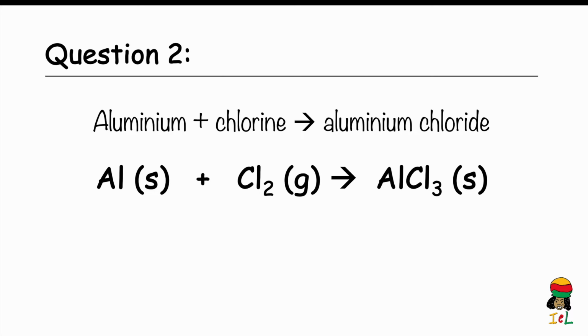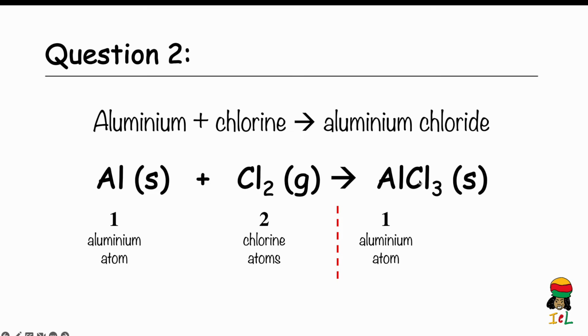If not, then we have to balance the numbers by using the appropriate multiplier. So starting with the reactant side, we have one aluminium atom and two chlorine atoms. And on the product side, we have one aluminium atom and three chlorine atoms. You will notice that the number of aluminium atoms are currently equal. However, the number of chlorine atoms are not. There are two chlorine atoms on the reactant side and three on the product side.